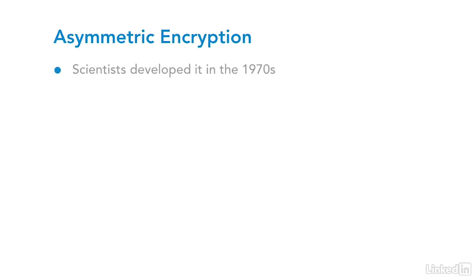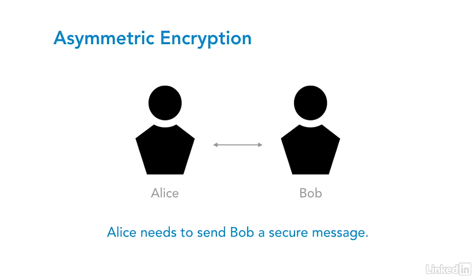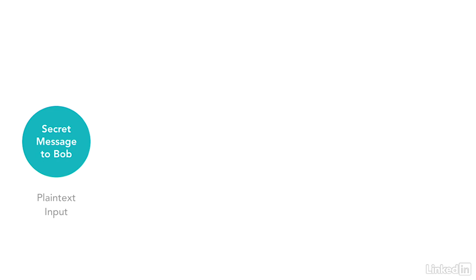Scientists developed asymmetric encryption in the 1970s as a need for securely exchanging a secret key became evident. Let's step through the process of encrypting data that only Bob should see using asymmetric encryption. We start with Alice sending a secret message to Bob with plain text input.